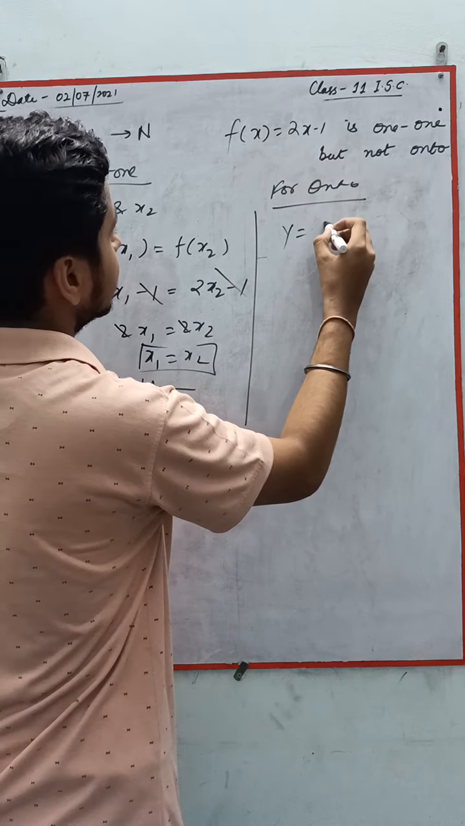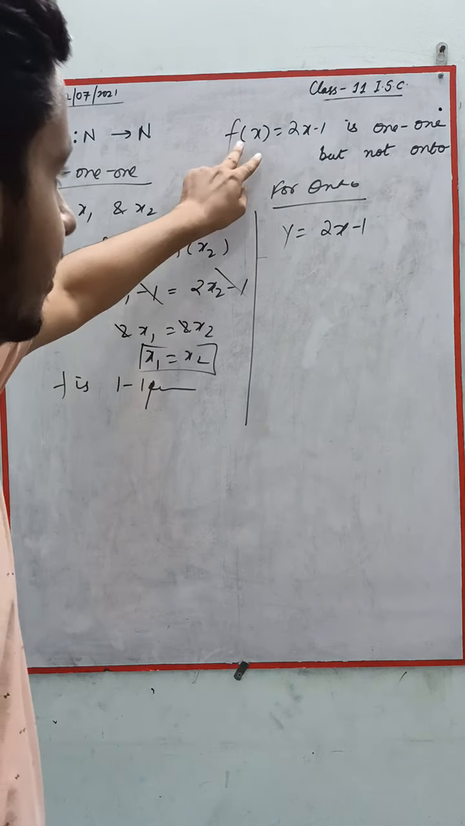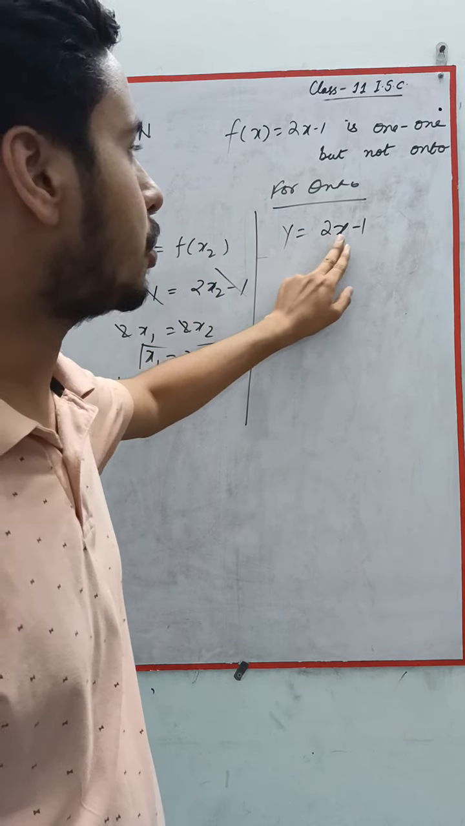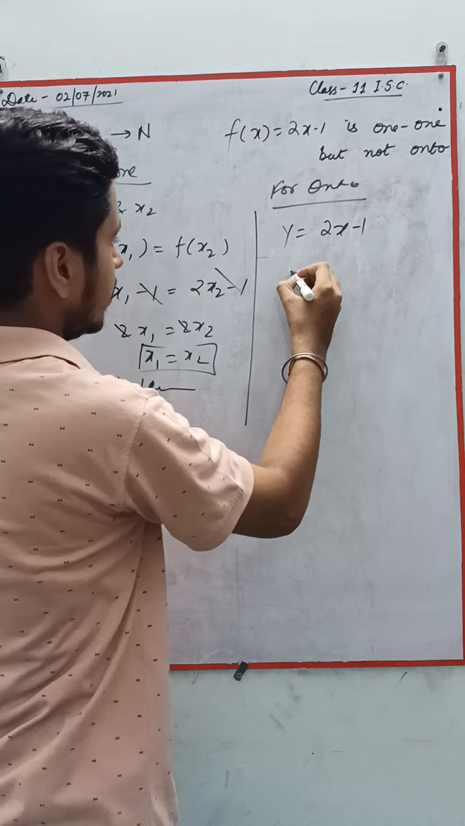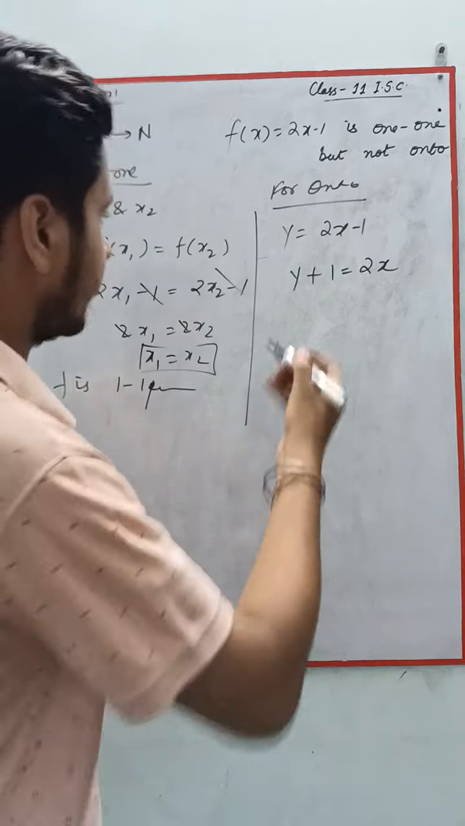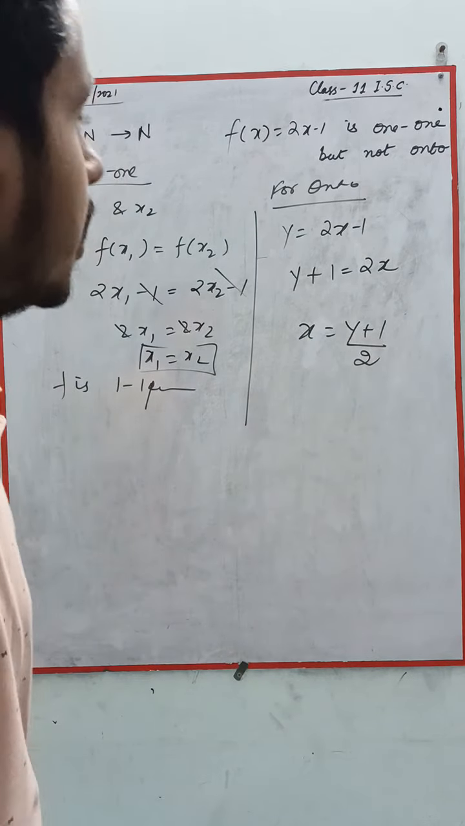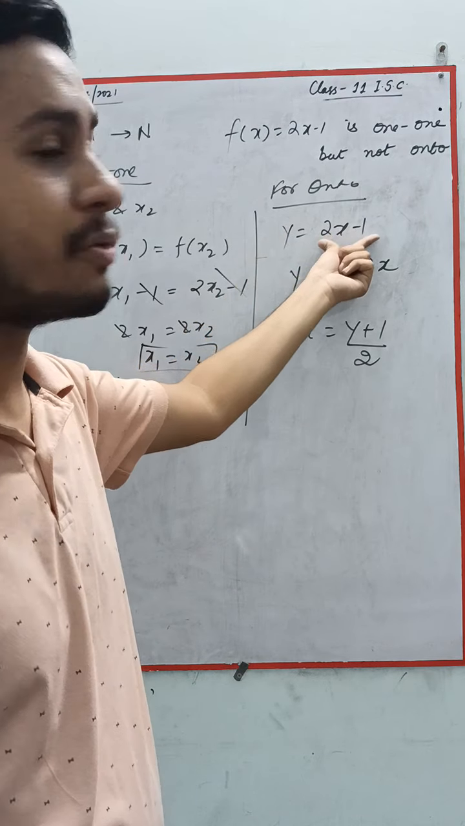First of all, we consider y is equal to 2x minus 1. Whatever our f(x) is, you consider y equal to f(x), or y is equal to 2x minus 1. Now you take this minus 1 to the other side, so y plus 1 is equal to 2x, or x is equal to (y plus 1) upon 2. Can we write like this? So I have converted my equation. My equation was in terms of x.